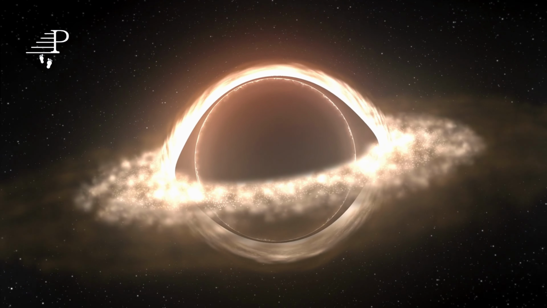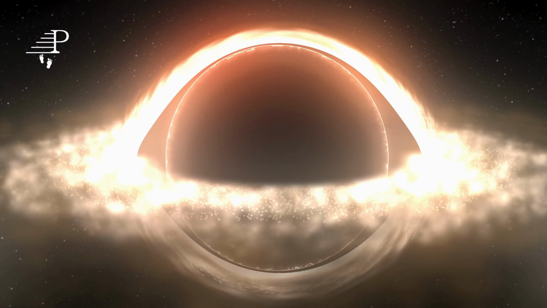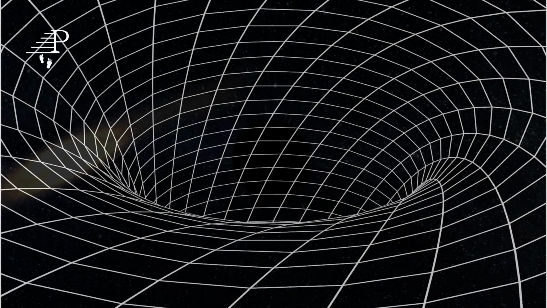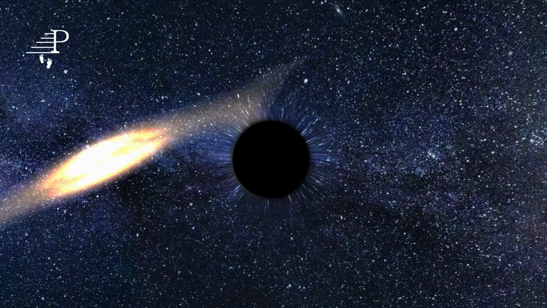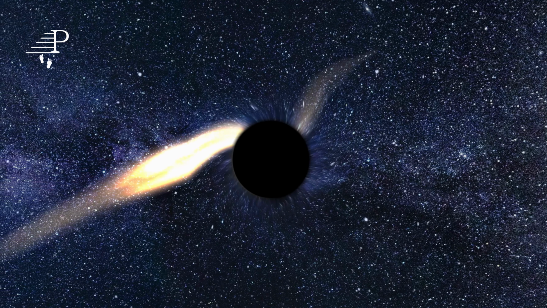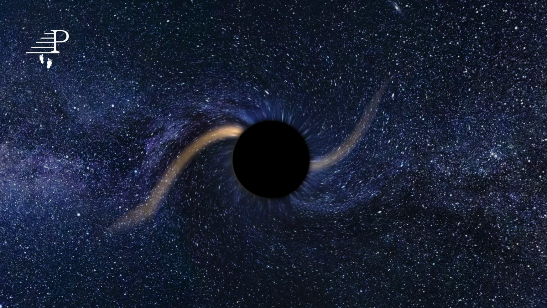Around the singularity, there is a region called the event horizon, beyond which nothing, not even light, can escape the gravitational pull of the black hole. The event horizon is the boundary of the black hole, beyond which the spacetime is so warped that it becomes a one-way street leading to the singularity.